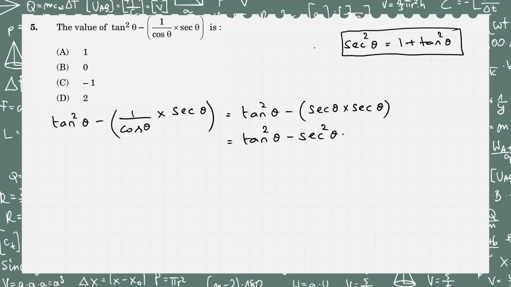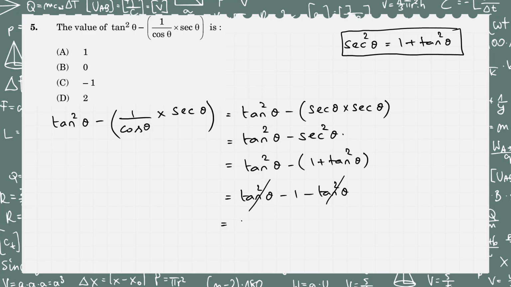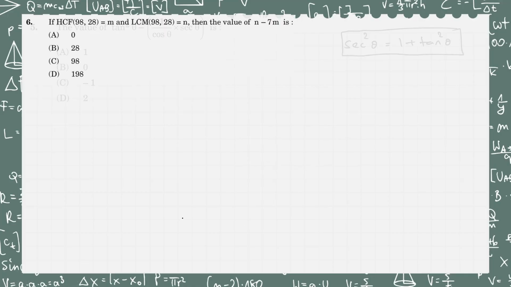And we know by one identity that secant square theta equal to 1 plus tan square theta. So we are going to replace this secant square theta with its value. So we can write this like tan square theta minus of 1 plus tan square theta. And taking the minus inside, we have tan square theta minus 1 minus tan square theta. And both these tan square thetas will cancel. So we get a minus 1 here. So option C is the correct answer. Let's move on to the next sum.